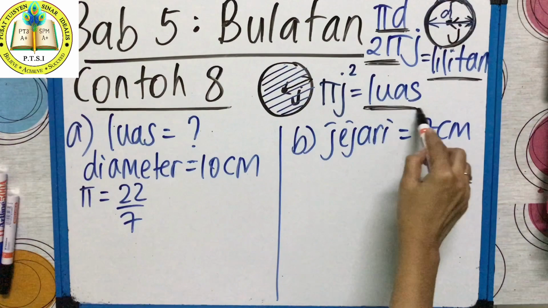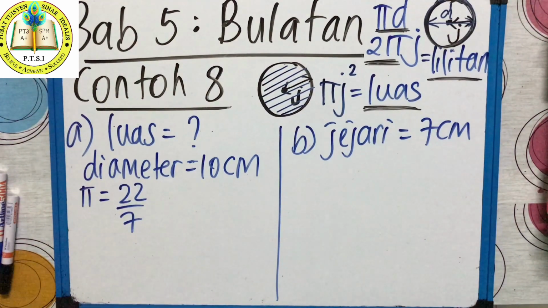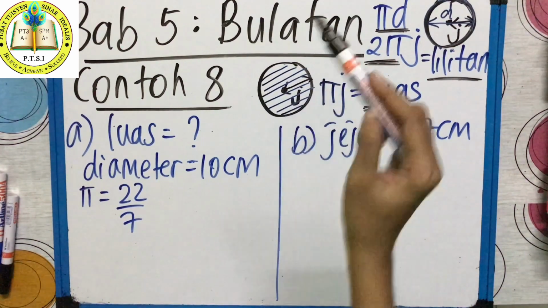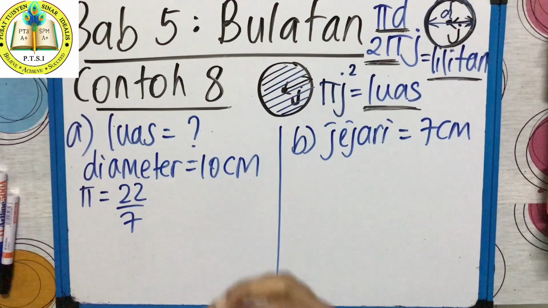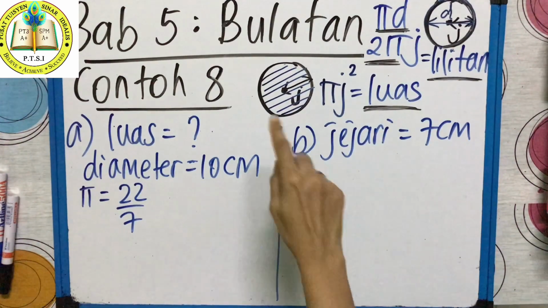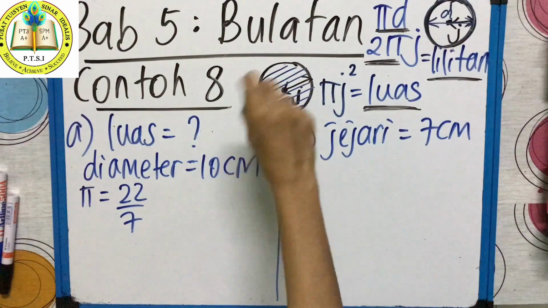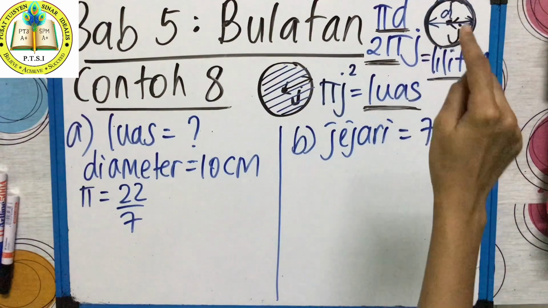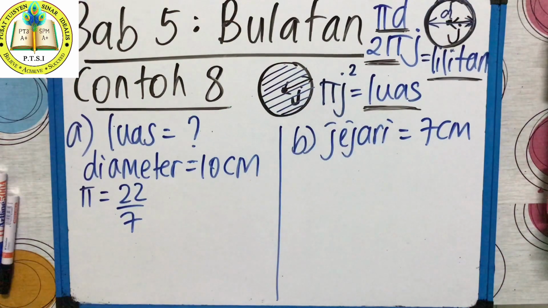Sekarang lagi satu formula. Luas. When teachers say luas, in English we say area of the circle. Luas bulatan. That's why you can see this is a circle, and teacher shade the circle, because itu adalah luas bulatan. The total area of the circle. That's why teacher shade it. Lilitan is outline, circumference. Luas is the full shading.